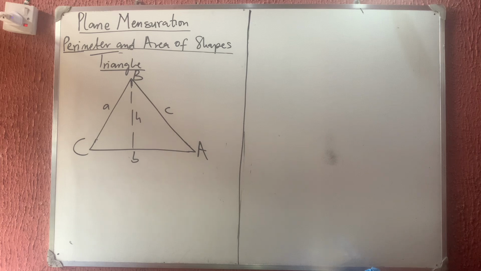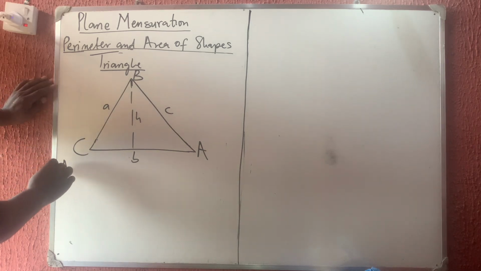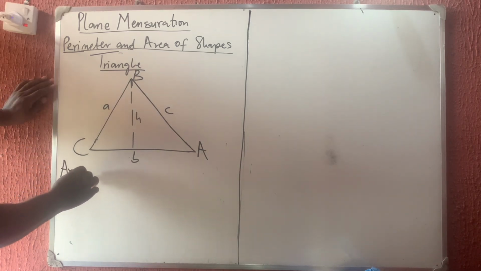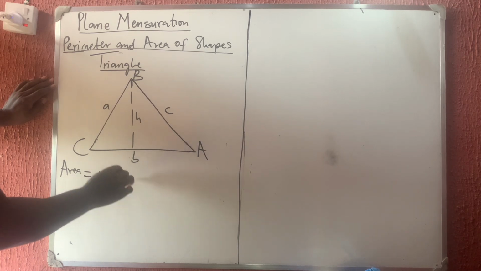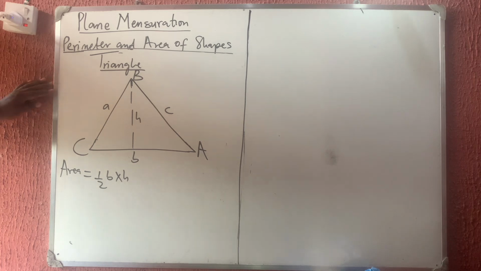Okay. So for us to find the area of this triangle, we can use that it is half base times height. Okay. That's the first and the most known formula for the area of a triangle. Half base times height. Okay.